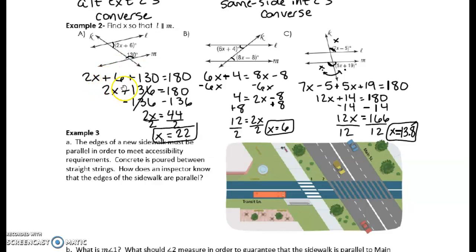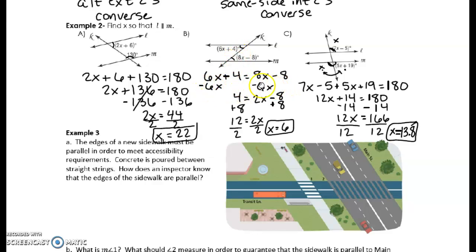So we said 2x plus 6 plus 130 equals 180. Combine like terms, subtract 136 from both sides, so we get 2x equals 44. Divide both sides by 2, and you get x equals 22. Then on letter B, we had alternate interior angles here. We know alternate interior angles are congruent, so we set the two equal to each other.